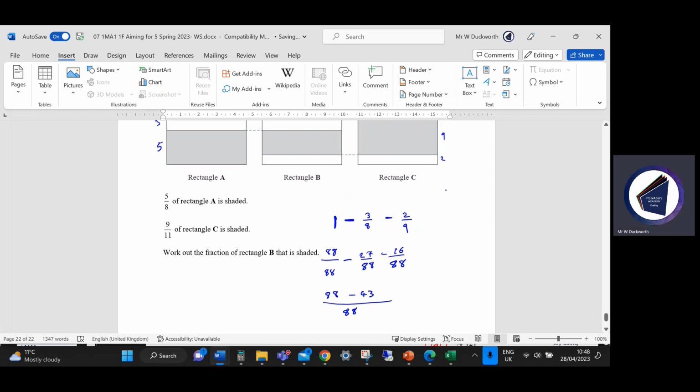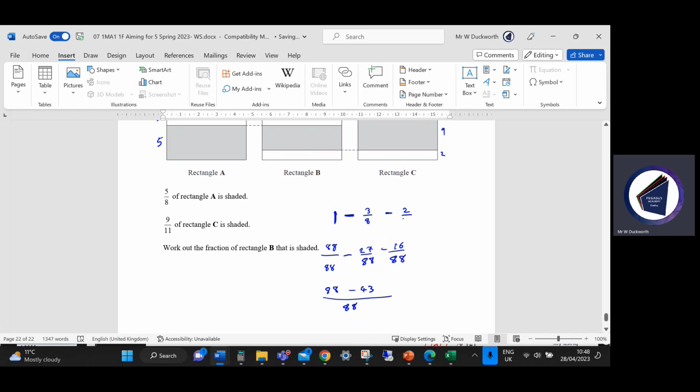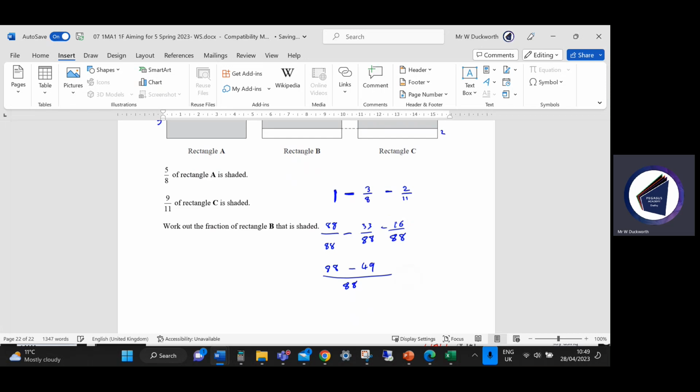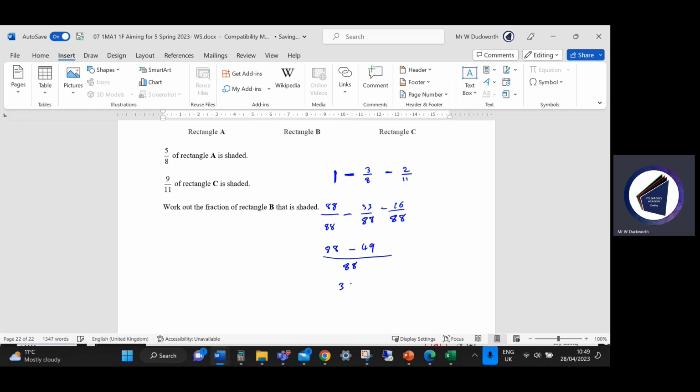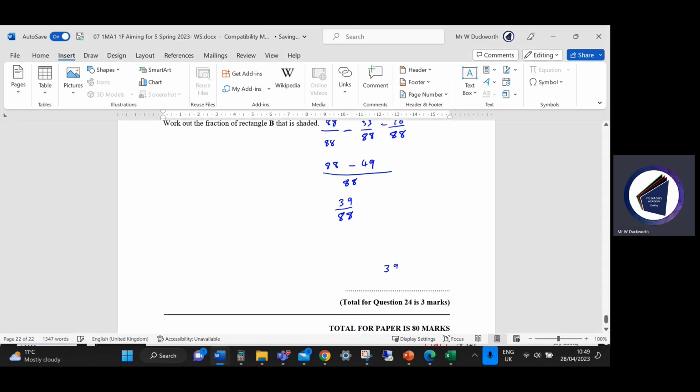I've got my denominator here wrong. As I was doing it, I wrote the wrong thing. That was over 11, which is why the 88 comes up, but then that's 33. So 33 take away 16 is going to be 49, and then that 88 take away 49 is going to be 39 over 88. There we go, 39 over 88.